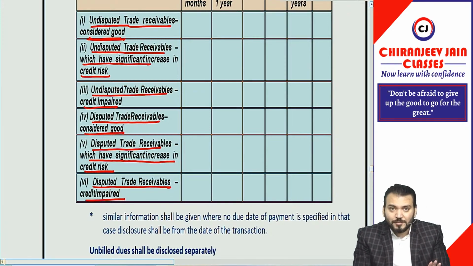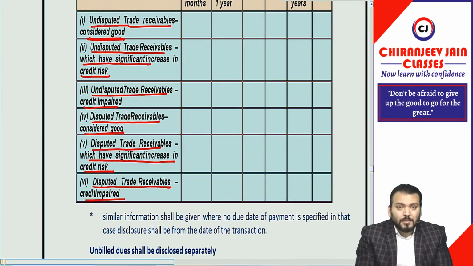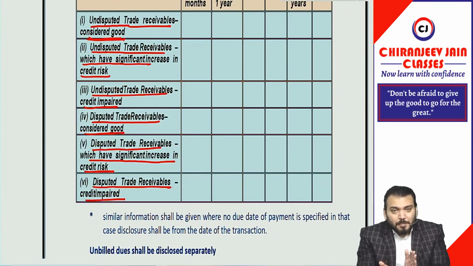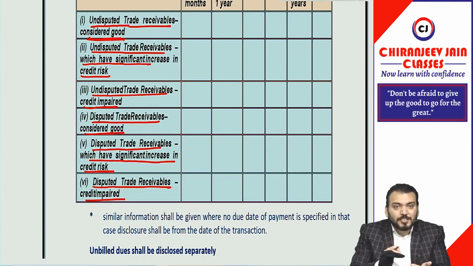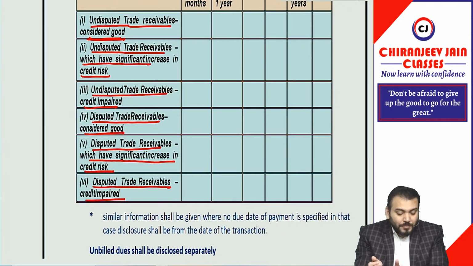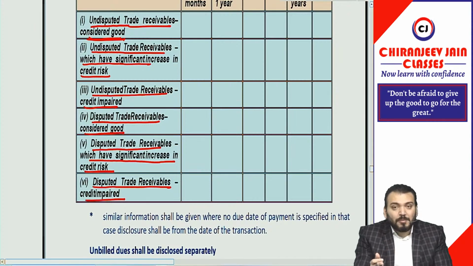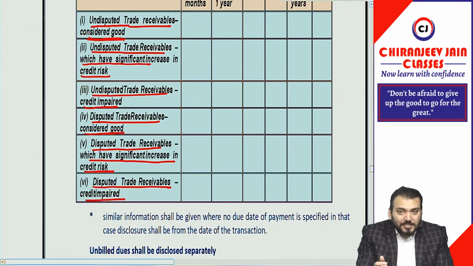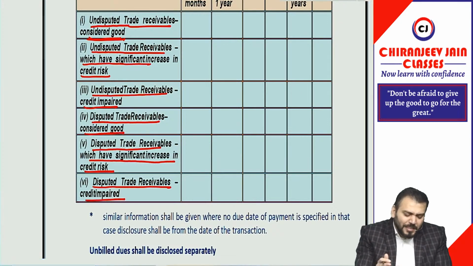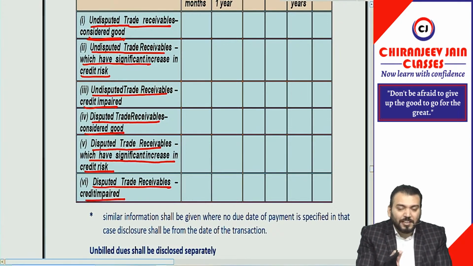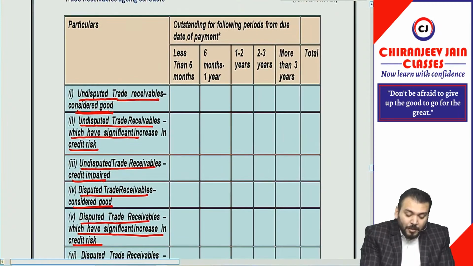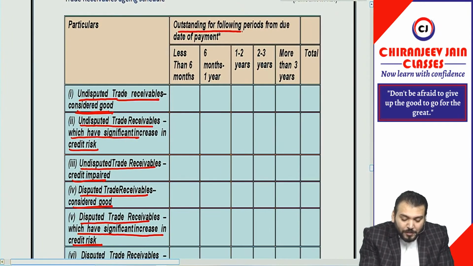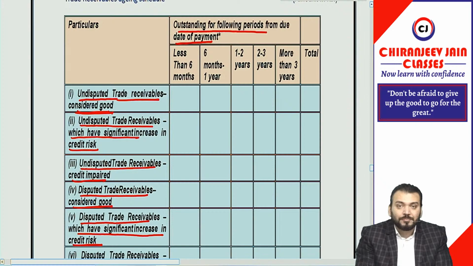Understood this point? So now they have also said that trade receivable will also be categorized into undisputed and disputed. Undisputed receivable considered good, undisputed receivable which have significant increase in credit risk, undisputed trade receivable credit impaired, then disputed. Understood? And then we need to give aging, means outstanding for the following period from the due date of payment.